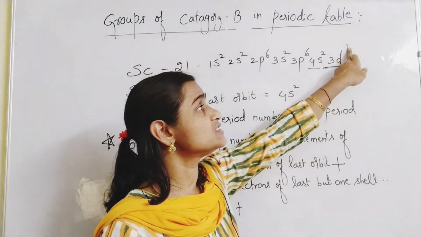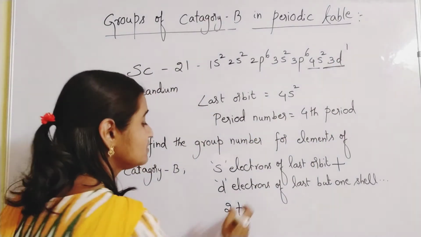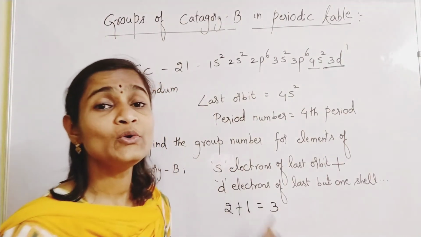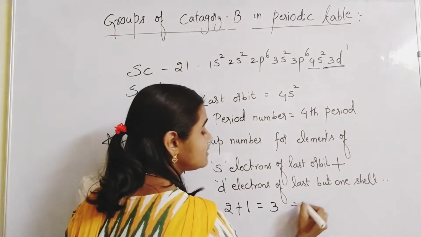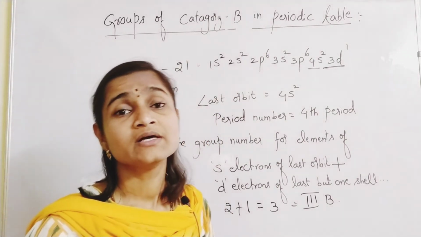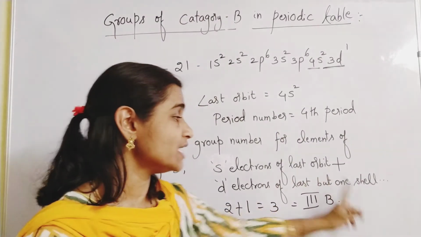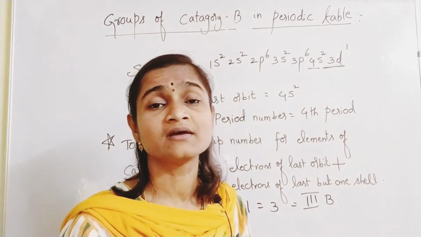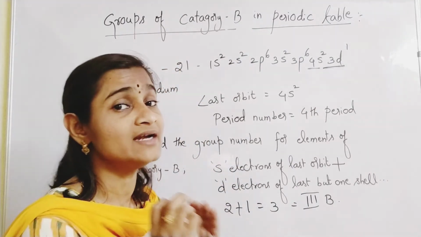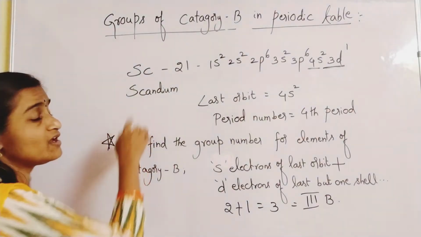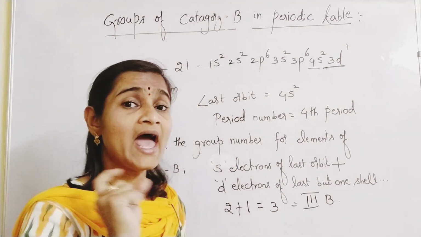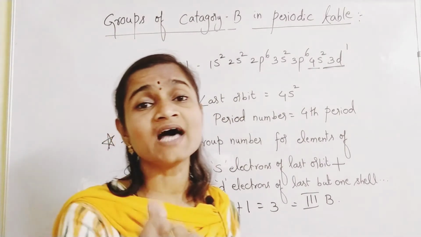So the d electrons of the last but one shell are 1. 2 plus 1, how much are you getting? 3. So the group number of scandium is third B group. You have to add the d electrons of the last but one shell and the s electrons of the last orbit to get the group number. Please understand carefully. To get the group number of any element, add the s electrons of the last orbit and the d electrons of the last but one shell.